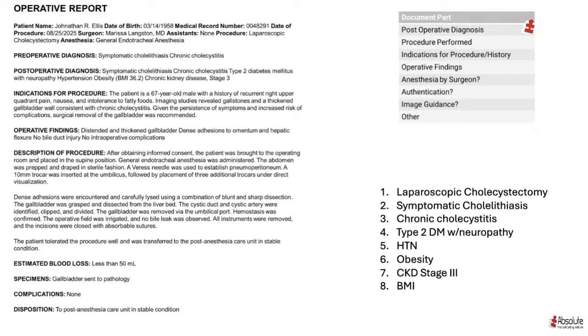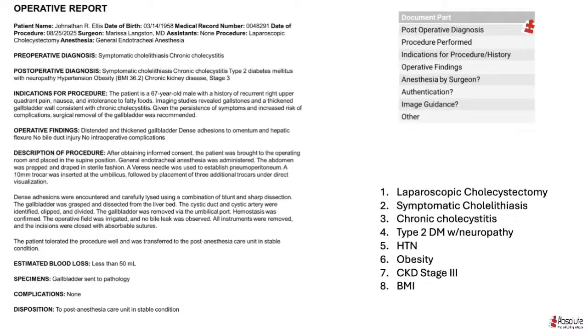Indications for procedure. The patient is a 67-year-old male with a history of recurrent right upper quadrant pain, nausea, and intolerance to fatty foods. Imaging studies revealed gallstones and a thickened gallbladder wall consistent with chronic cholecystitis. Given the persistence of symptoms and increased risk of complications, surgical removal of the gallbladder was recommended.